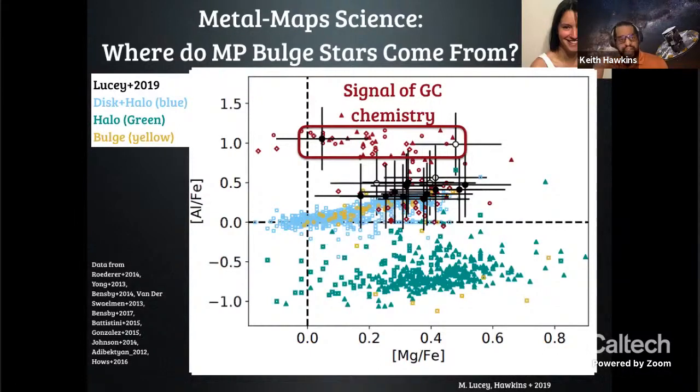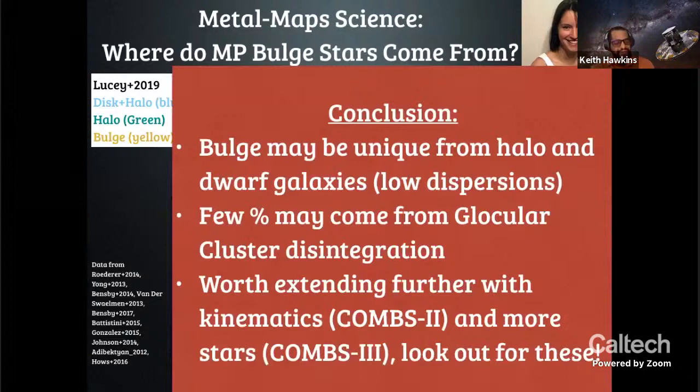And what we find, at least in our sample, is not only that the aluminum and magnesium abundances of our metal poor bulge stars don't necessarily match that of the galactic halo, we do find at least a couple of stars that could have come from globular clusters. So some of those metal poor stars in the center of the galaxy may actually come from globular cluster disintegration. Although again, I caution that it's hard to make strong conclusions from any of this, largely because, of course, there's only a handful of stars. There's only about 26, 27 stars in this particular sample.